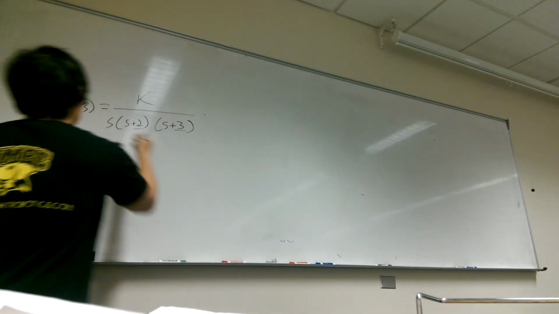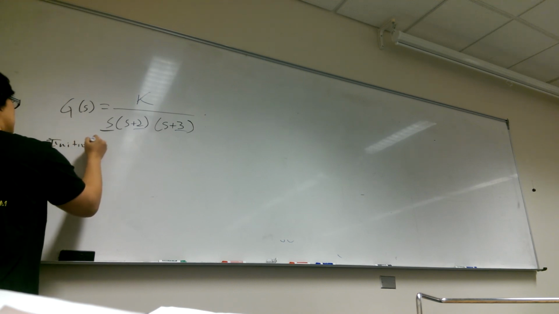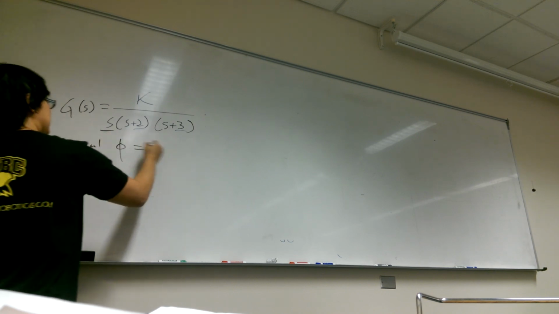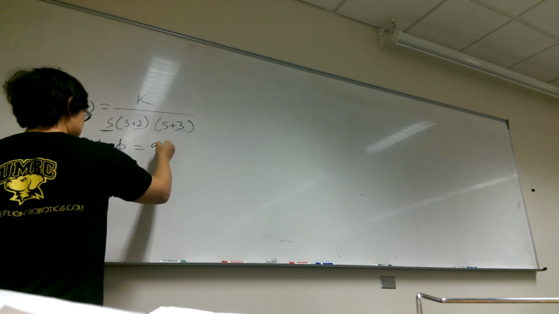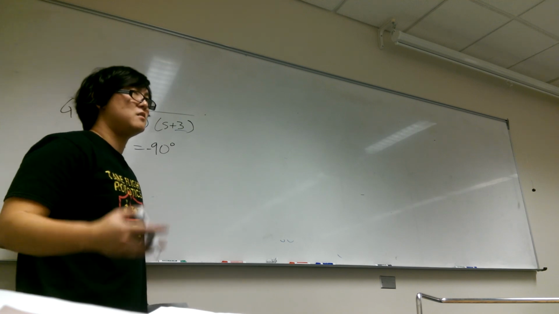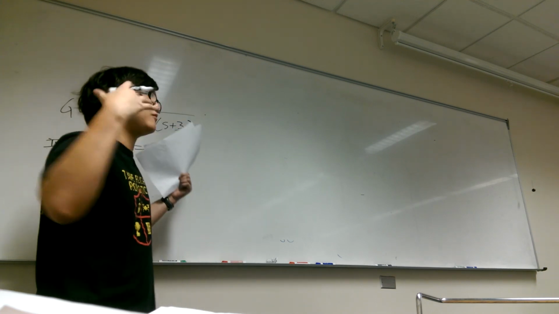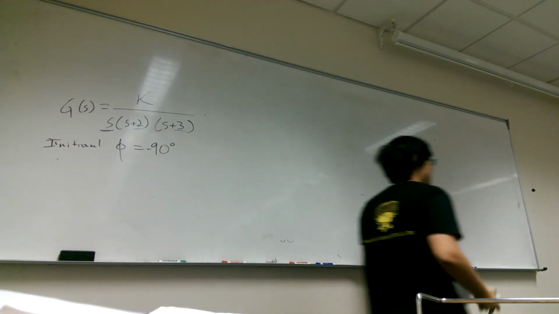So since we have this, initial phase is equal to... It's so weird that we're using radians and degrees randomly throughout the course. It's like you don't say it.